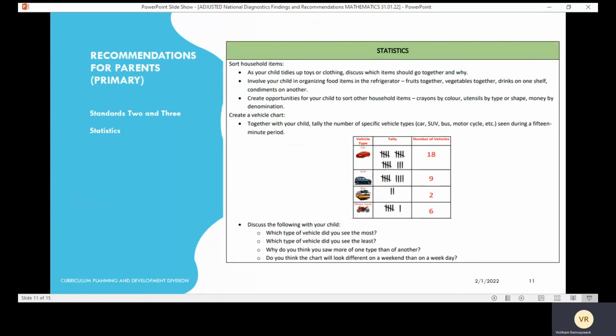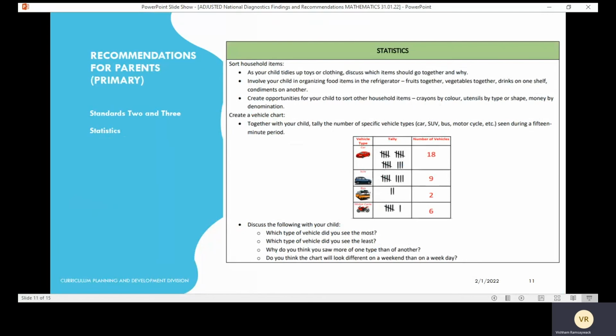Involve your child in organizing food items in the refrigerator, for example, fruits together, vegetables together, drinks on one shelf, condiments on another, and so on. You can even work with your child to create a vehicle chart, as shown, where you tally the number of specific vehicle types, for example, car, SUV, bus, motorcycle seen during a 15-minute period or any other period as observed by you and your child. Remember to include the discussion to bring out the language of statistics.